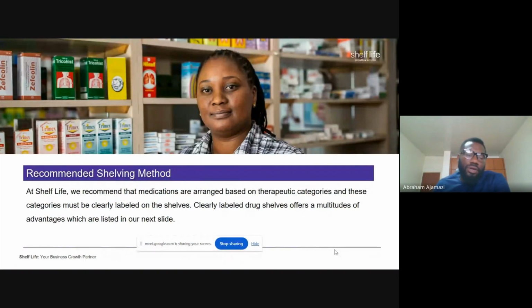So next is what we recommend as Shelf Life. My colleague told you that we recommend therapeutic categorization of drugs. Absolutely, that is our choice. That is the best recommendation. Now, in our next slide, we're going to be seeing what we mean by therapeutic categorization. It clearly offers multitudes of advantages that could help you do business seamlessly and serve your community seamlessly.